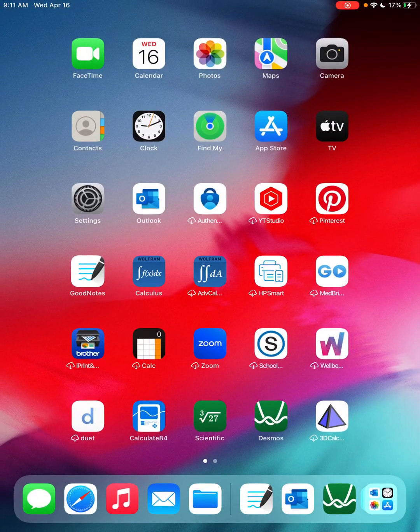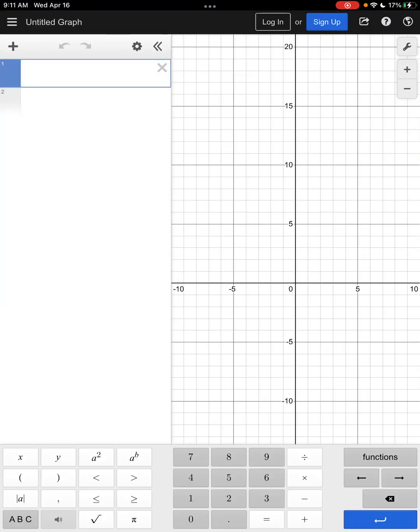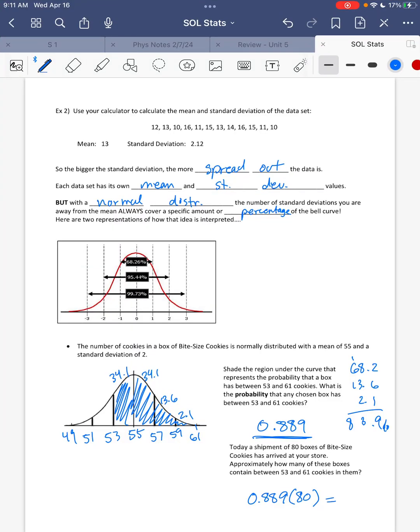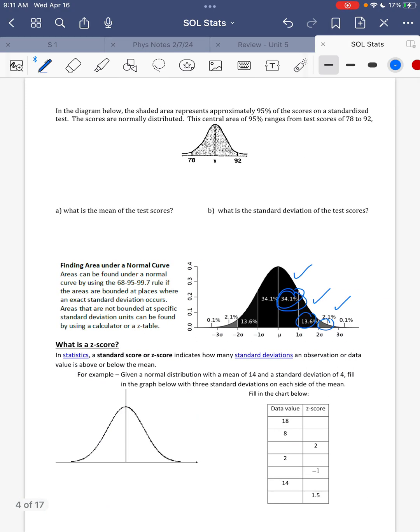Right? And so when you do that, let me see my little Desmos. So 0.889 times 80. Right? So about 71 of the boxes, right? So we'd say like 71 boxes. And you can round up or round down. It usually doesn't really matter. There are different thoughts on that, right? Because you can't have part of a box. Okay. All right. So just a couple of little questions here till we get into other calculations.